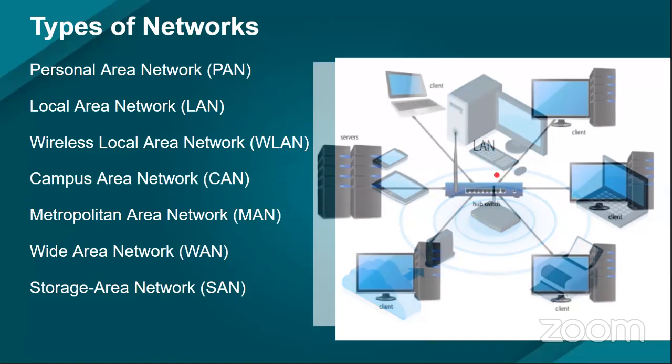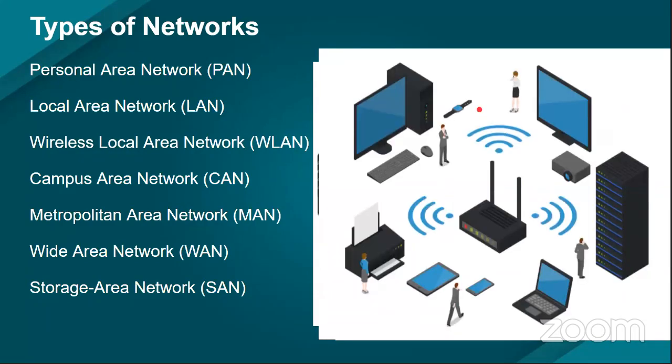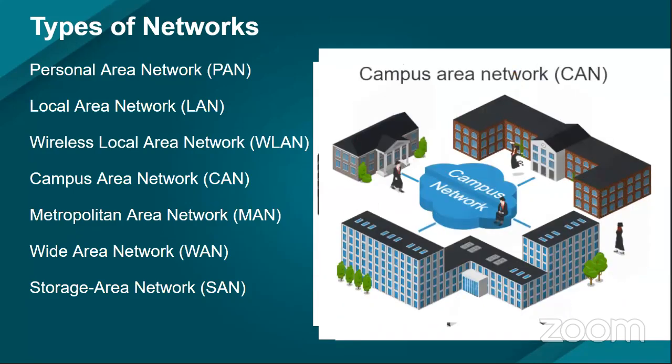Local area network is nothing but what we use in a single building. Even though it can be used up to 3 kilometers, we use it in a single building. The same way, the LAN connected in wireless format is a wireless local area network. The campus area network, the best example is a university or school. We have multiple departments and campus buildings. We connect all the buildings into one common network, called a campus area network.